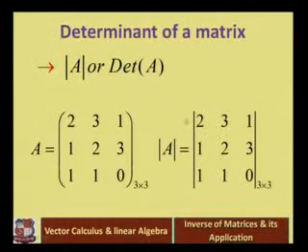Now the determinant of a matrix. What is the determinant of a matrix? For that we take one example of a 3 by 3 matrix: 2 3 1, 1 2 3, 1 1 0. The determinant of that matrix can be denoted by two vertical lines, or we can write det of A, or matrix A between two vertical lines.